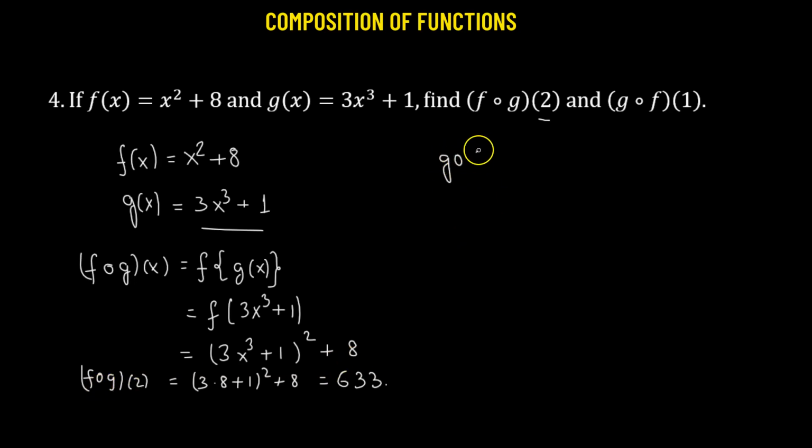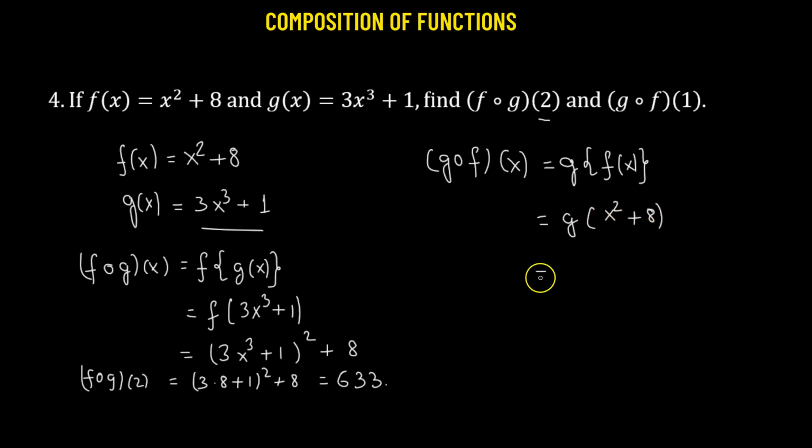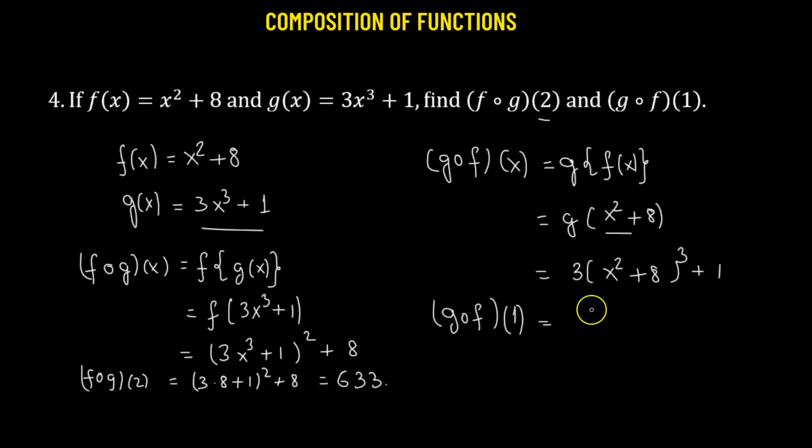Then we find out g of f of x. This is equivalent to g of f of x, where f of x is given by x squared plus 8. So we have g of x, which is 3x cubed plus 1, and in place of x we have x squared plus 8. We'll not expand this, instead we'll try to find out the value of g of f of 1. All we have to do is replace the value of x with 1. So we have 1 squared, that's 1, plus 8, whole cubed, plus 1.